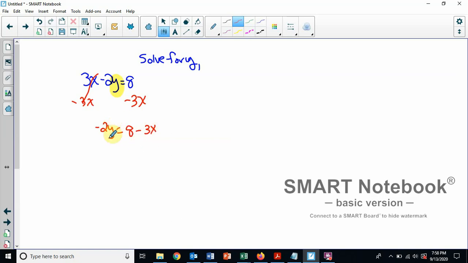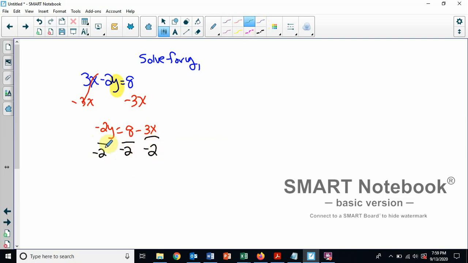Now, have I gotten y all by itself yet? No, there's still that negative 2 there, but we know how to deal with that. We know how to solve. We would say, divide by negative 2. So I'm going to want to divide every term on this other side by negative 2.